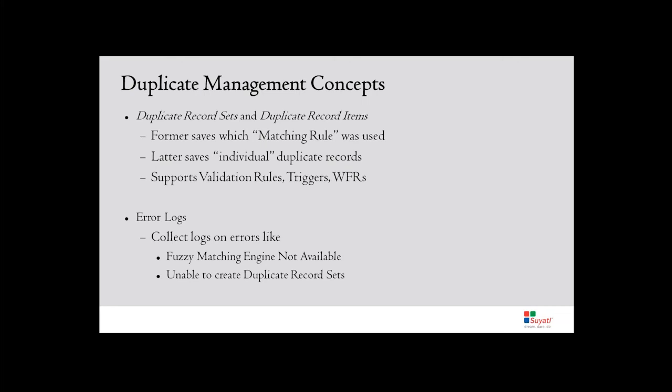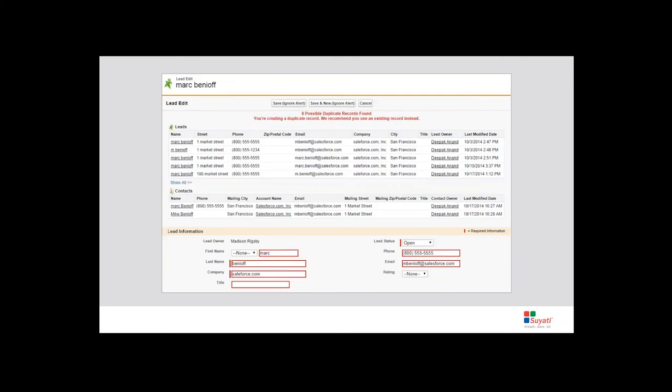The error which says fuzzy matching engine not available hardly occurs, but if it occurs, you need to go into the error logs. Like if you suspect that, okay, I have created a lead record, but the duplicate management didn't actually capture it, the first thing that you need to do is go into error logs and see if there are any errors that might have happened. Right. So that's pretty much with your duplicate management concepts.